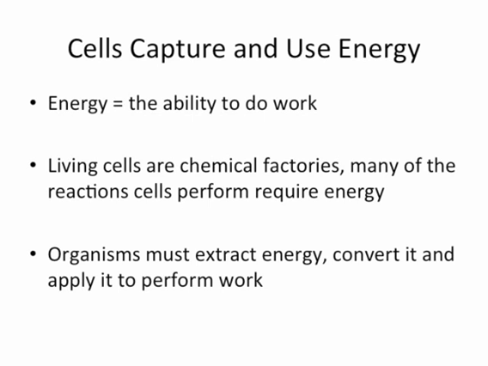Living cells are chemical factories, and many of the reactions that your cells perform that allow you to go about your daily life require energy. So organisms have to be able to extract energy from something else, convert it into a form that they can use to power some of these chemical reactions, and then apply it to a chemical reaction. So those steps, extracting energy, converting it, and applying it to perform work, is really what this chapter is about.